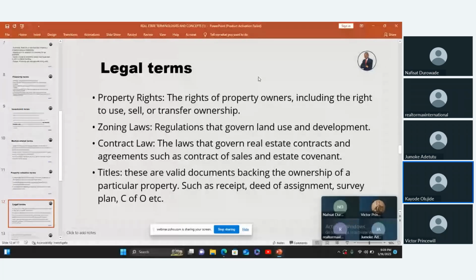And when you hear titles, it's not referring to chieftaincy title, but valid documents backing the ownership of a particular property, such as a receipt, deed of assignment, survey plan, and so forth. They are the prerequisites for CO to be approved.